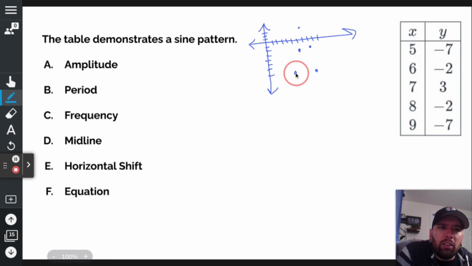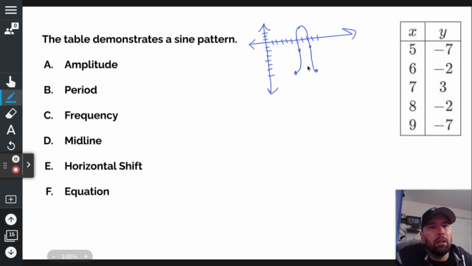This is kind of weird, this is a picture that we have. It's not exact at all. But I have to be very, very careful, and I'll explain why in a little bit. First off, this is amplitude. This peaks out at 3, bottoms out at negative 7. So the amplitude is 3 minus negative 7 all over 2, which is 10 over 2, which is 5. Looking at that, that makes sense.